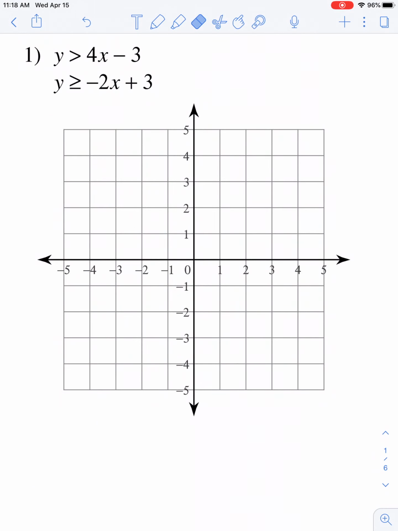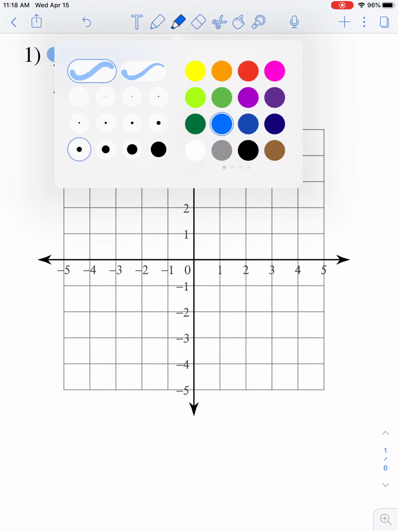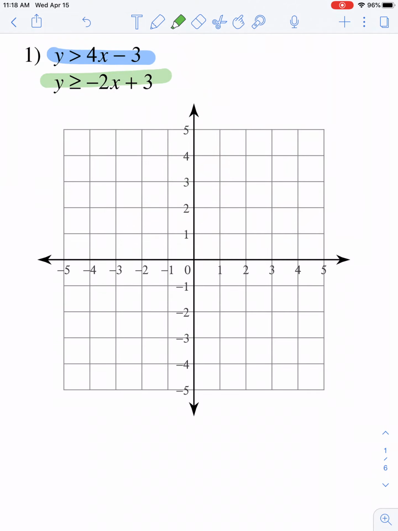All right, so we're going to take a look at graphing systems of equations, and we're going to do the same thing that we did when we looked at the inequalities and we graphed those. I'm going to first color code these two so that we can see them better on the graph.